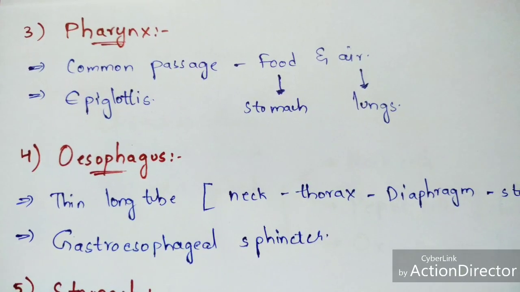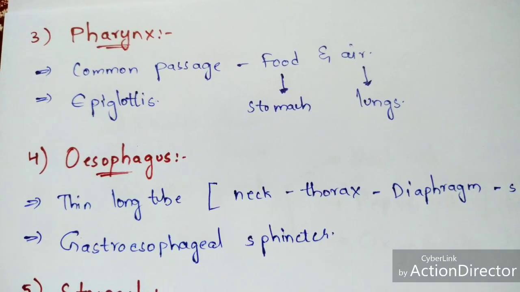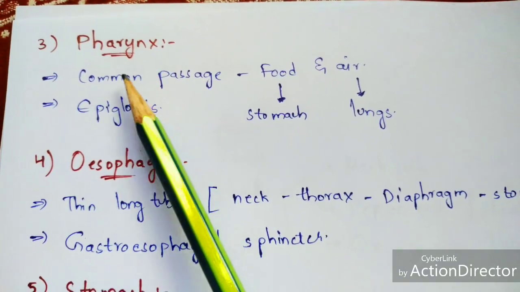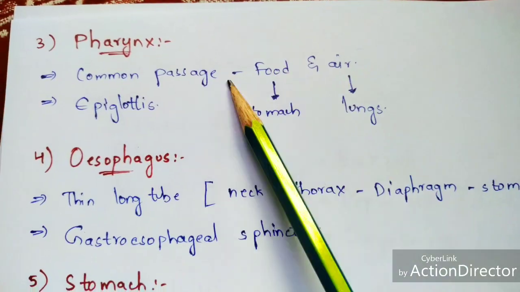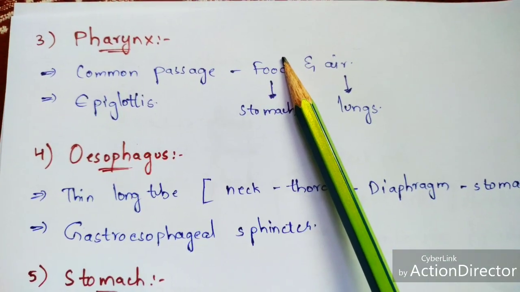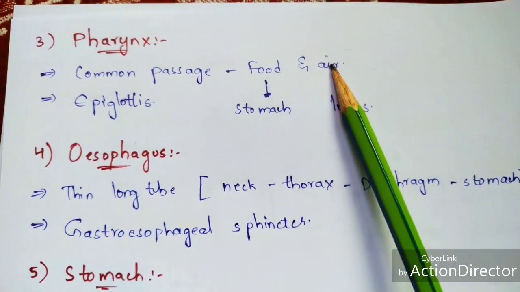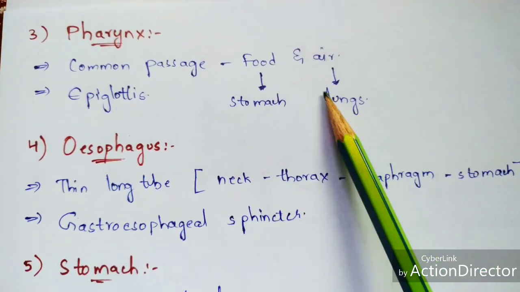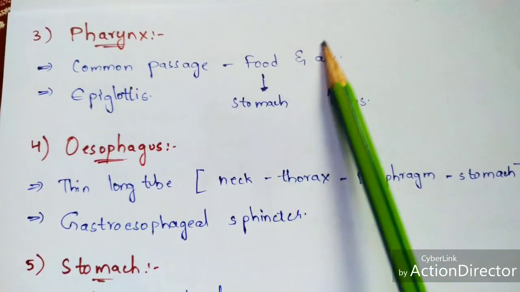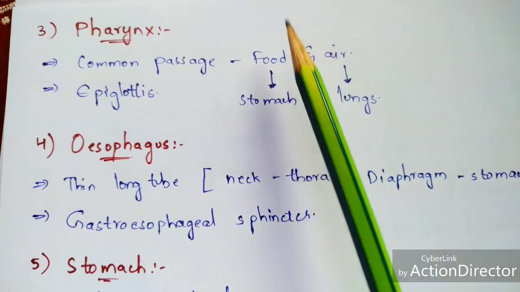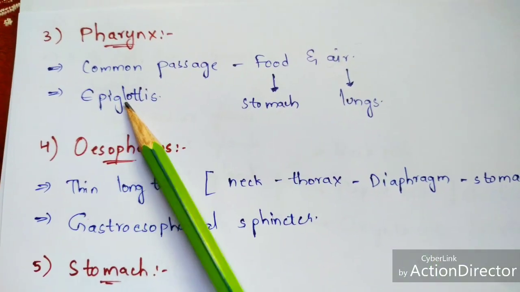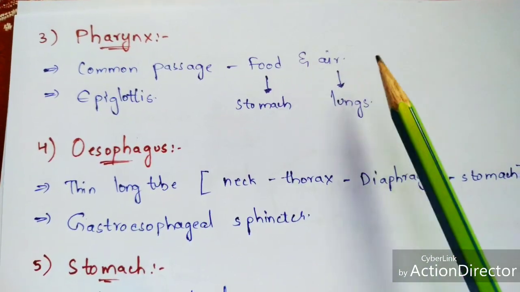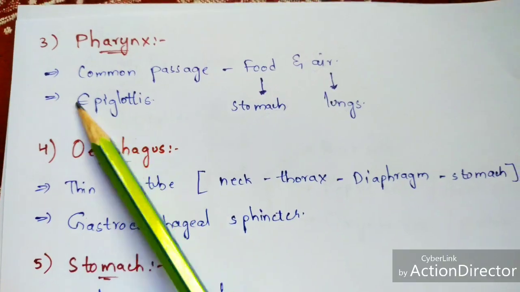Coming to the pharynx, we know that our oral cavity leads to this short pharynx, right? This pharynx acts as a common passage for food as well as air. The food which enters the pharynx goes into the stomach, and the air which enters the pharynx goes into the lungs, right? This common passage is regulated by the epiglottis. It controls the entry of food into the stomach as well as the entry of air into the lungs. And this is about the pharynx.